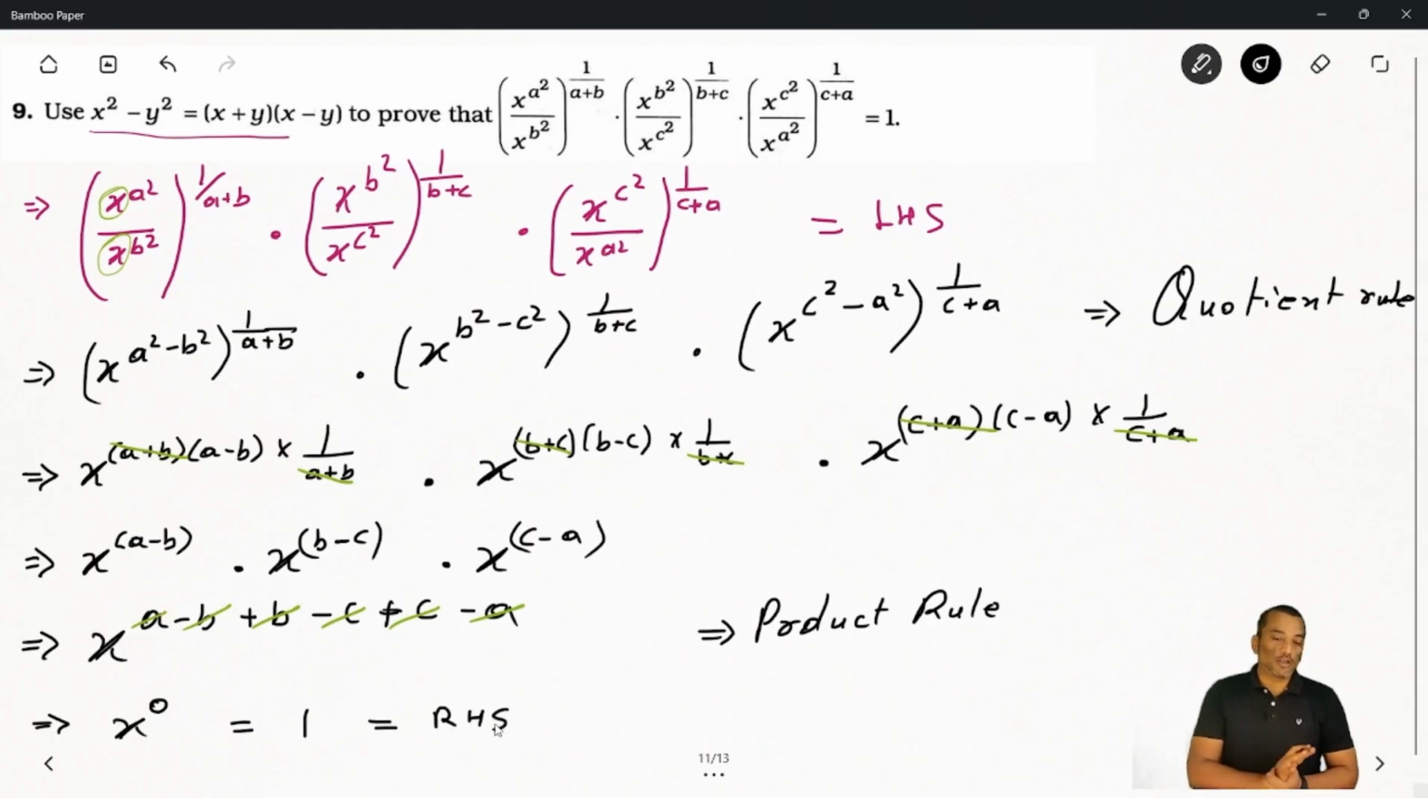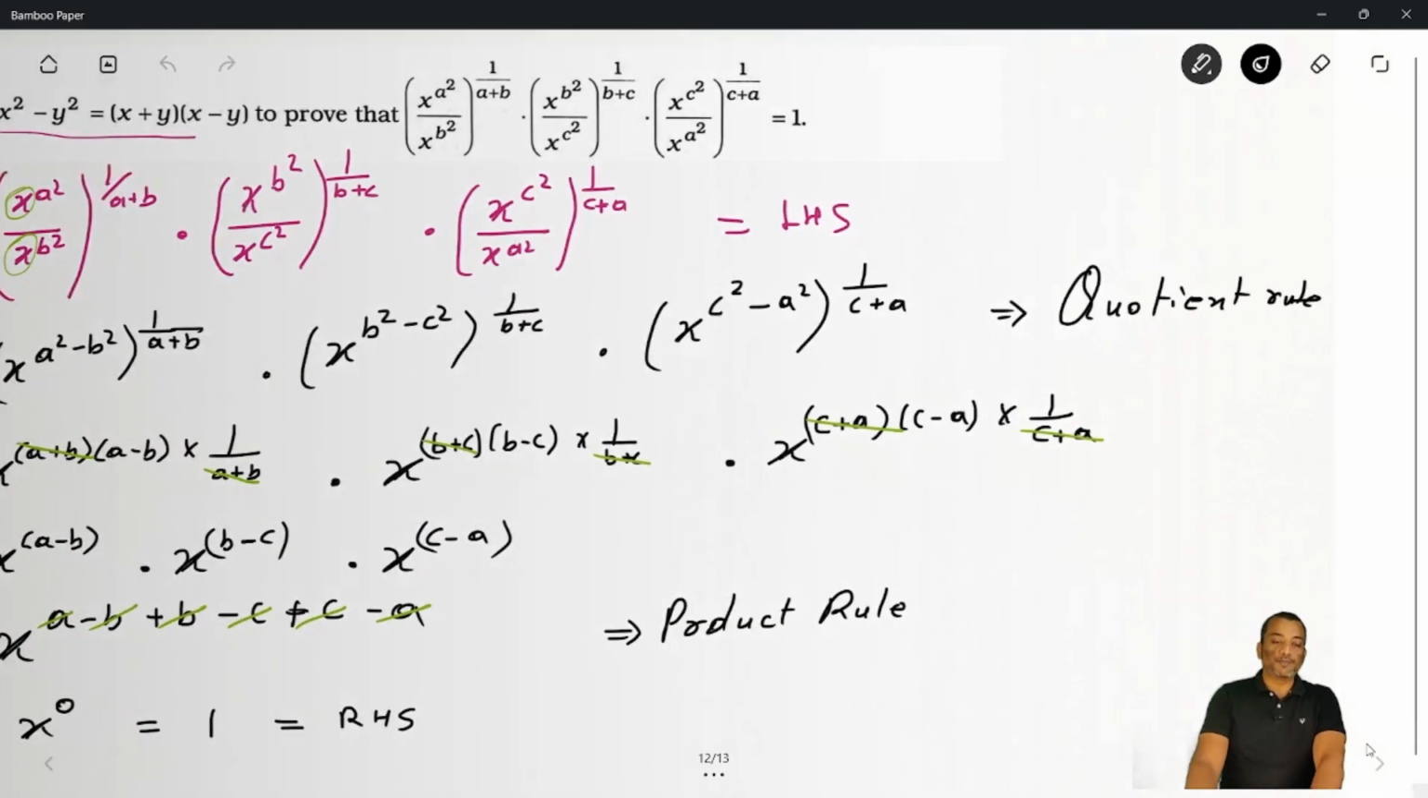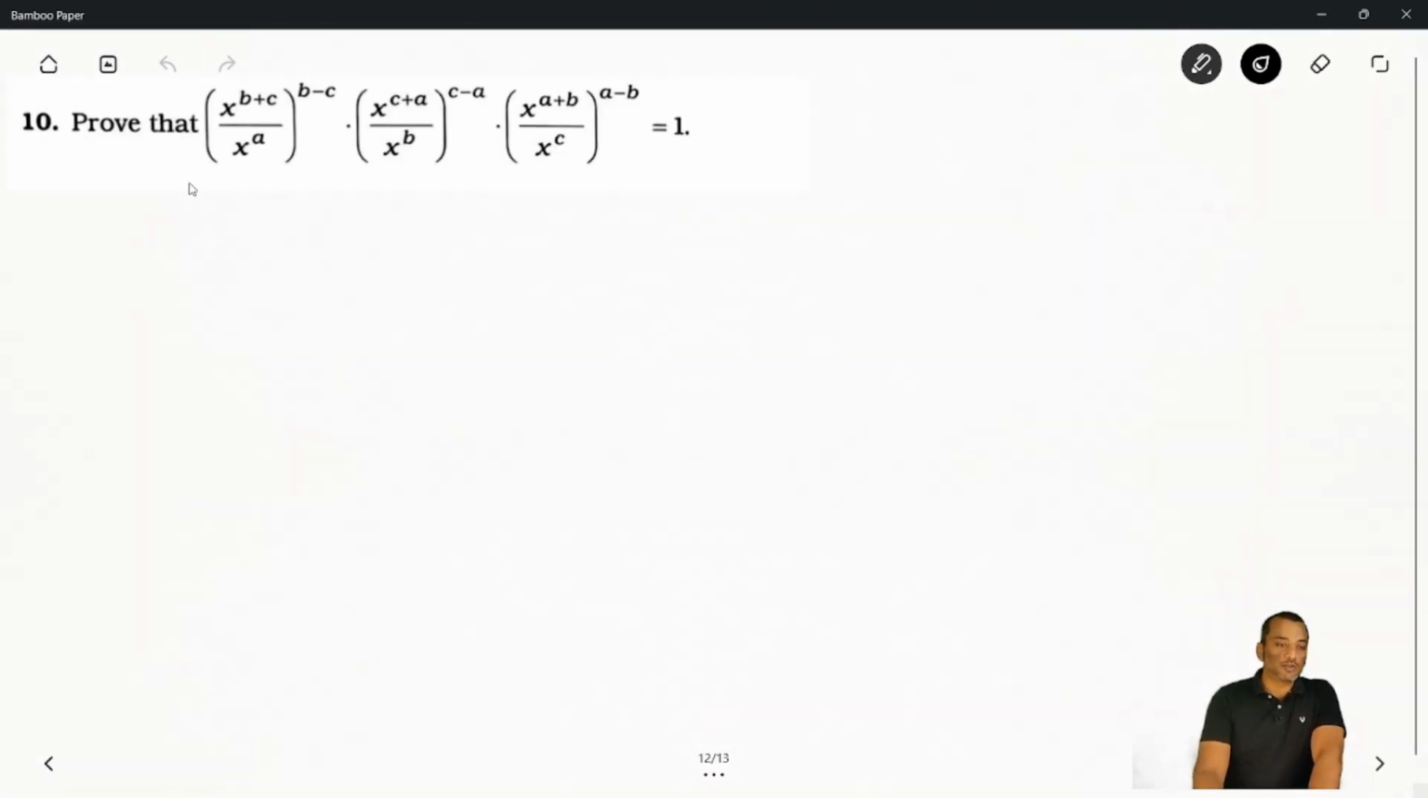Now, this is also important from the examination point of view, so you must know about that. Okay, now coming to the next question. The next question is also a similar type, so we will solve it. Here it is saying prove that x to the power b plus c times b minus c, and x to the power c plus a into c minus a, and x to the power a plus b times a minus b, you have to multiply.